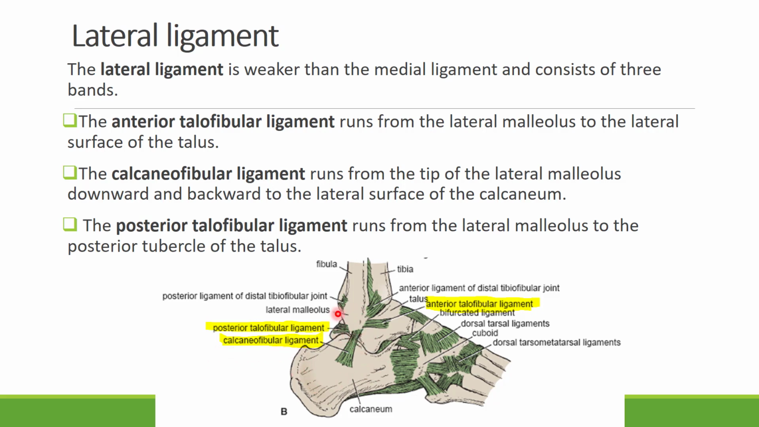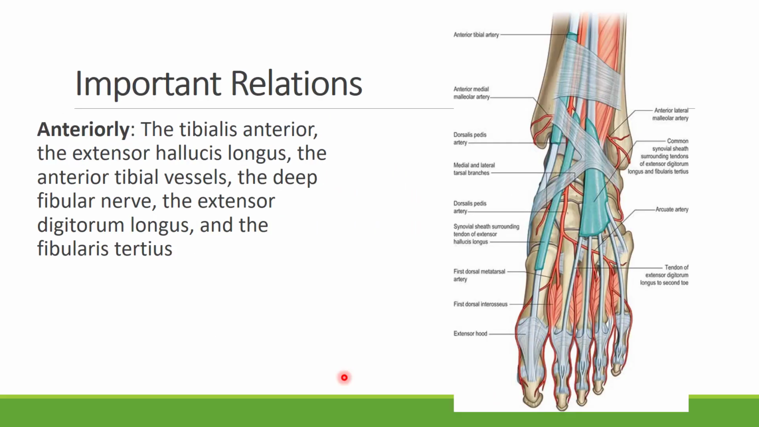So it runs from the lateral malleolus of the fibula, runs downwards and backwards, and is attached to the lateral surface of the calcaneum. So this is the calcaneum bone, or the heel bone, where this ligament is attached. So we have discussed the medial ligament and the lateral ligament.